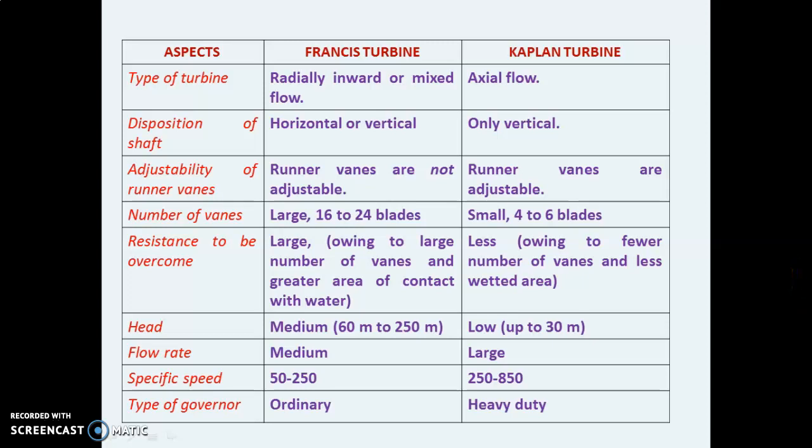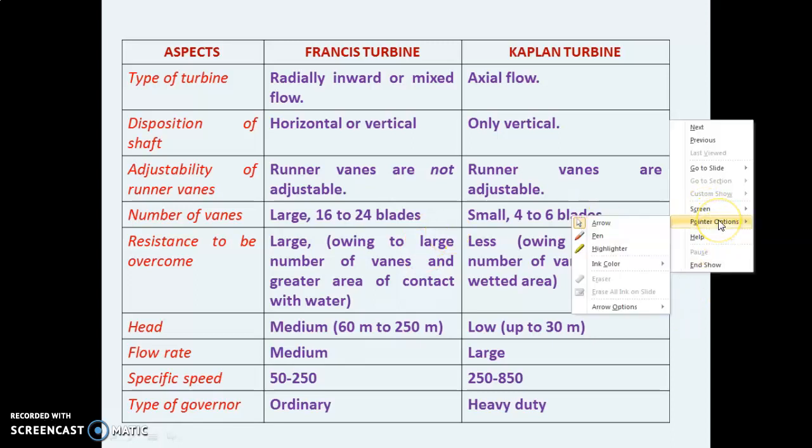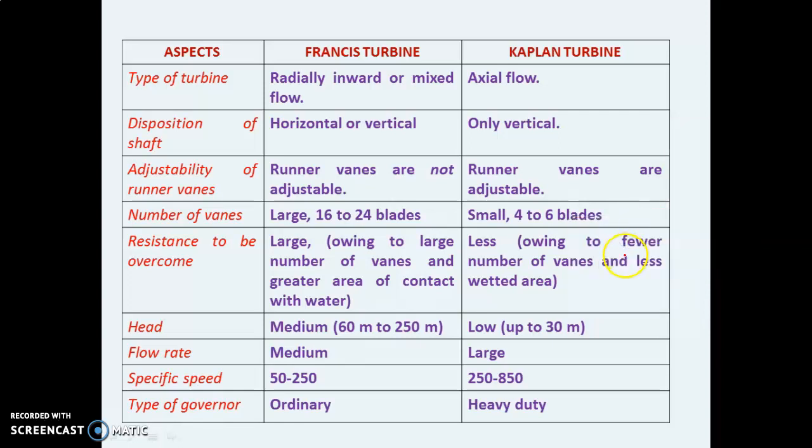Good morning, students. In this second part of the fifth lecture, we will see the difference between Francis turbine and Kaplan turbine. Both these types of turbines are reaction type turbines. In the first part of the fifth lecture, we saw the difference between impulse turbine and reaction turbine. Under reaction turbine, there are two types: Francis turbine and Kaplan turbine. So we'll see the differences.